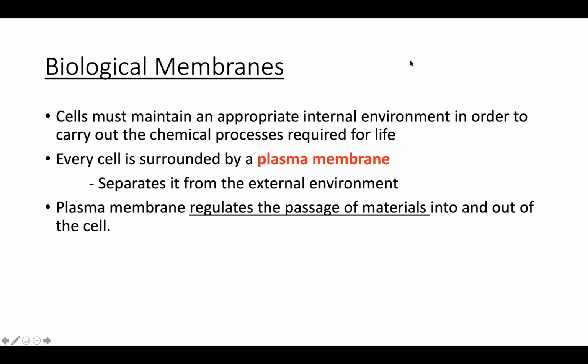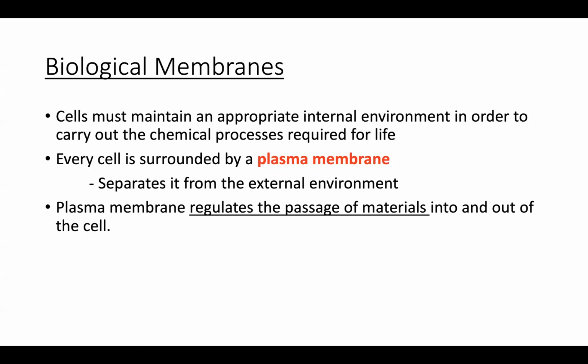So, biological membranes. We know that cells are tasked with the job of maintaining homeostasis, and an appropriate internal environment in order to carry out the chemical processes required for life. Tons and tons of reactions are taking place inside of the cell every day, exchange of fluids, temperature regulation. All of these things are going on inside of the cell. The plasma membrane plays an important role in maintaining homeostasis. So make a note of this: every single cell type has a plasma membrane.